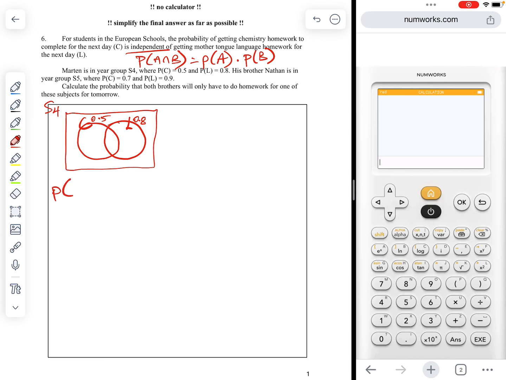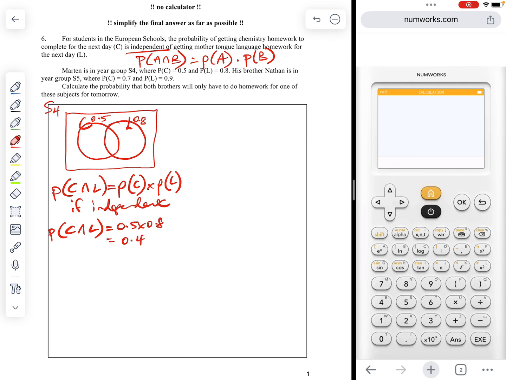So the probability of chemistry homework for the next day intersection language homework for the next day is equal to the probability of chemistry homework times the probability of language homework. Obviously this is only if independent, but they are independent. So that intersection is going to equal 0.5 times 0.8, which is 0.4. Half of 0.8 is 0.4. So we can write 0.4 here.